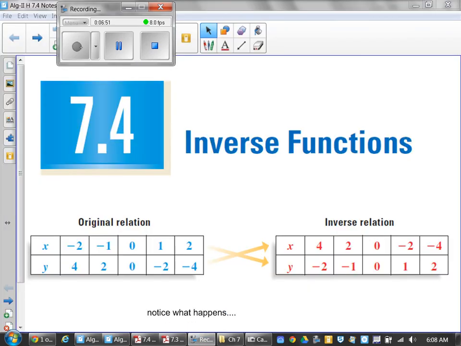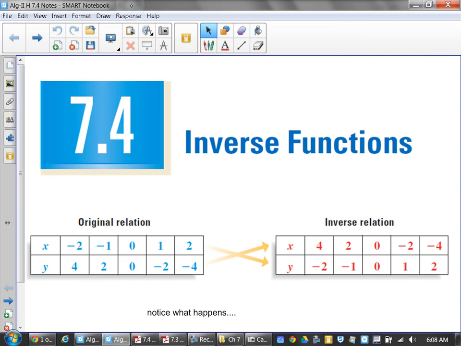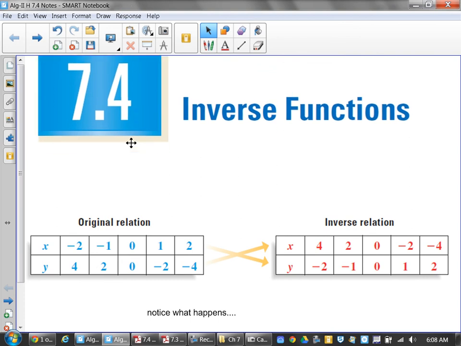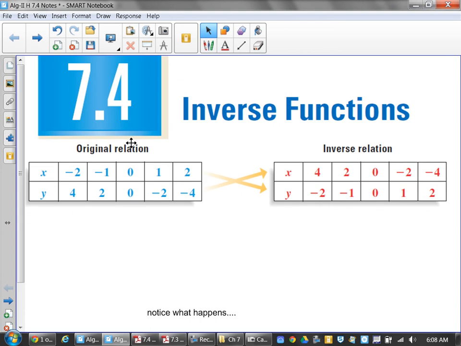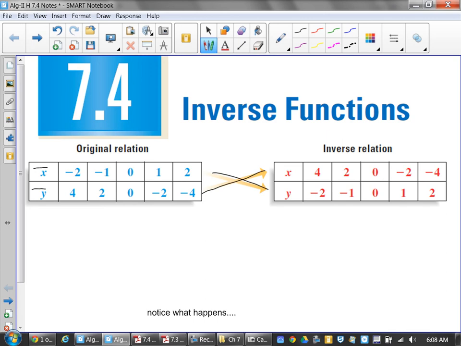All right, inverse functions. Now, this is some of the stuff just to kind of show you the idea of what actually is going on with an inverse. If you have a relation written out in table form or chart form here, you have your normal setup, your input and your output. What happens with your inverses is that they just switch places. Basically, in other words, x and y change spots.